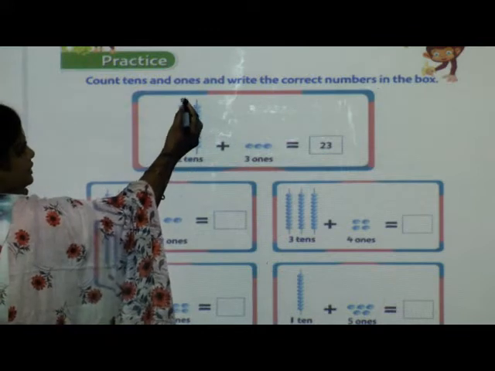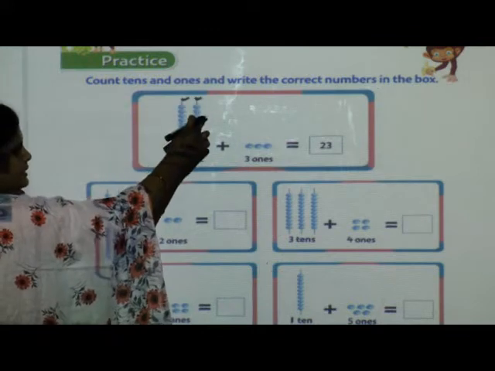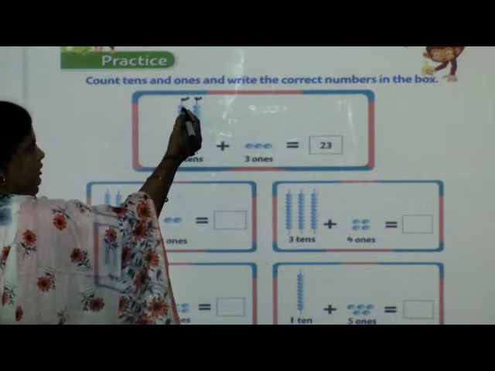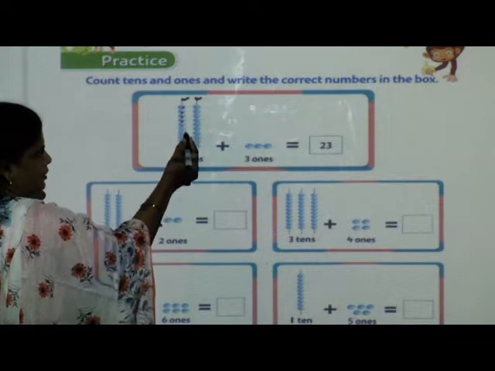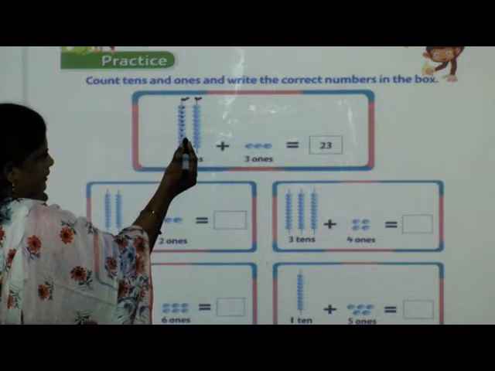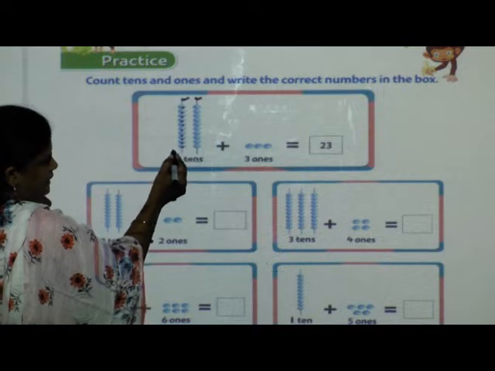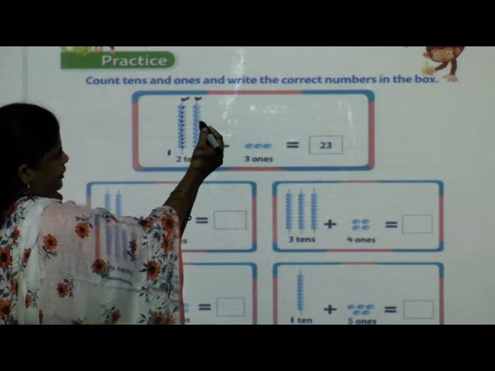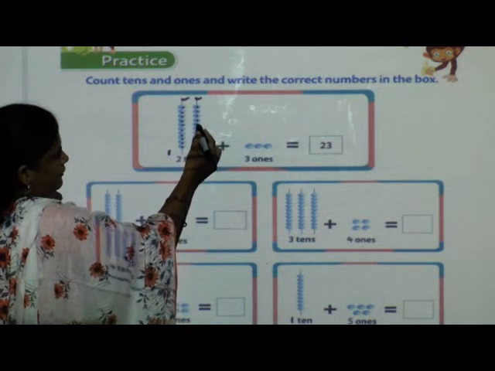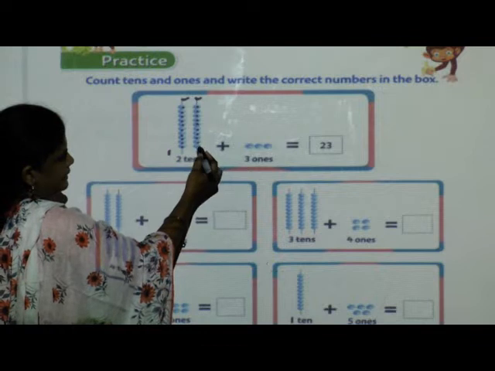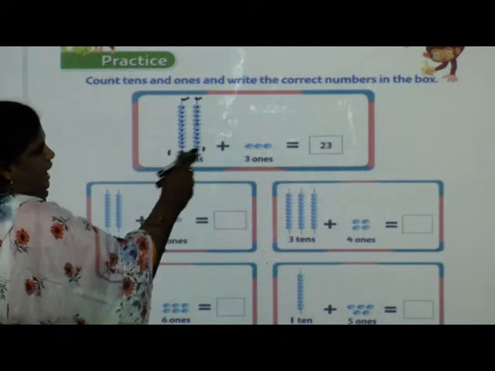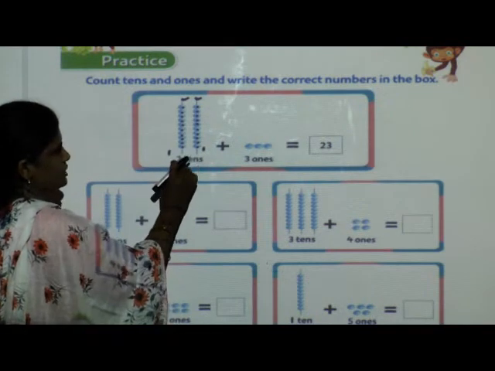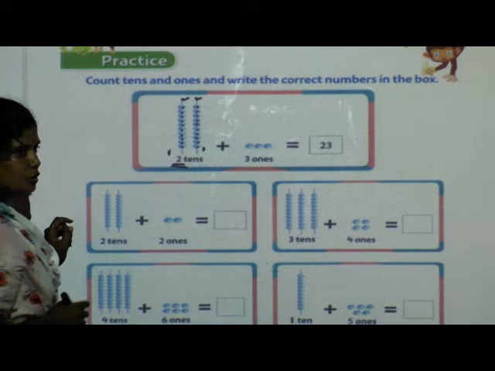See here the 2 sticks are there. Yes, in these sticks 10 here and 10 here balls are there. See, if you want you can count also 1, 2, 3, 4, 5, 6, 7, 8, 9, 10. See here 10 balls means 1 bundle. See 1, 2, 3, 4, 5, 6, 7, 8, 9, 10. The another one is there. So how many tens are here? Yes, this one and this one, total 2 sticks are there. So they have written here 2 tens.